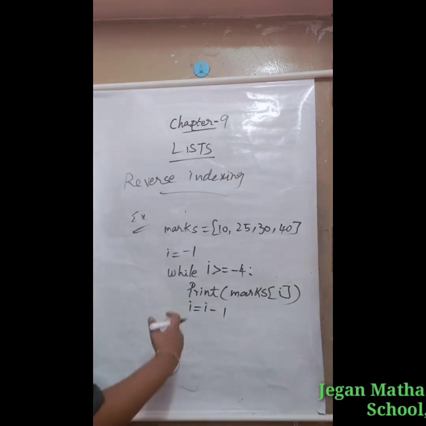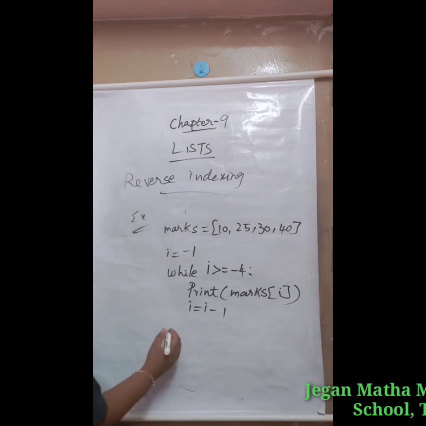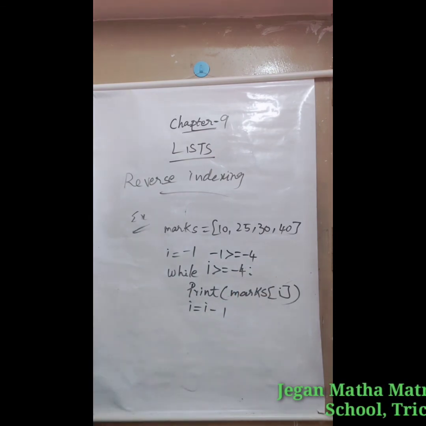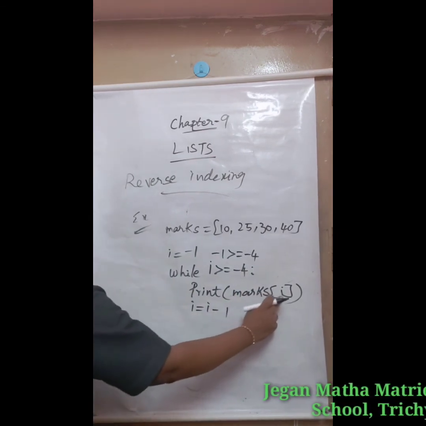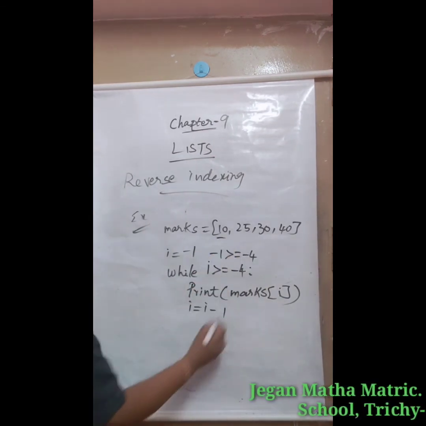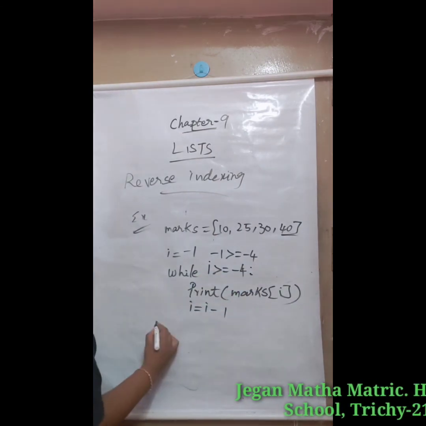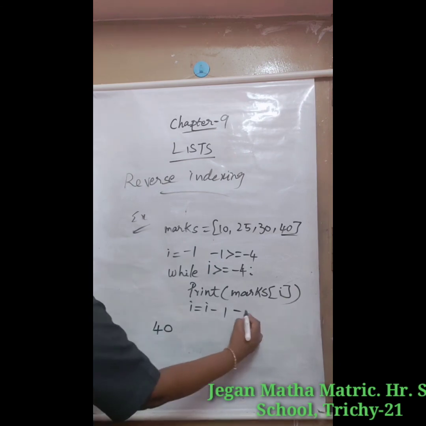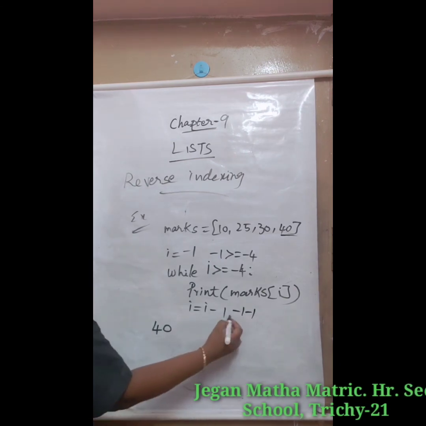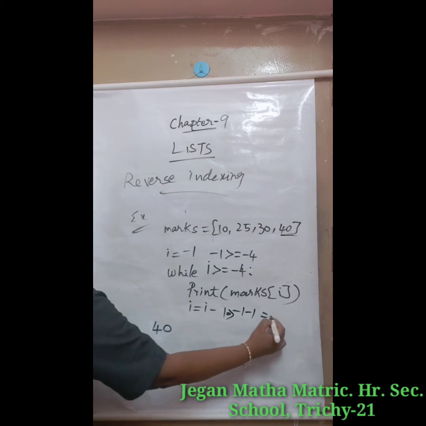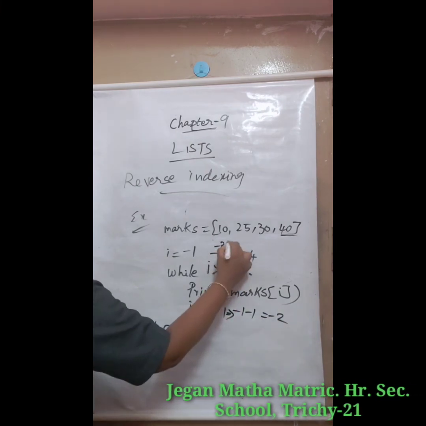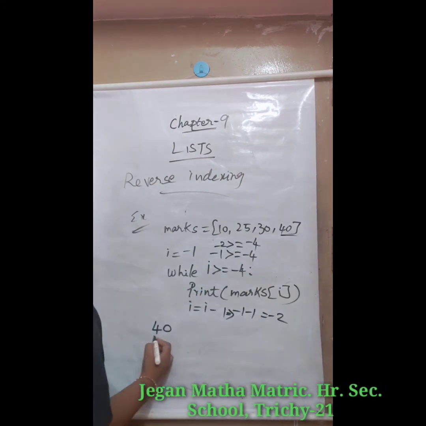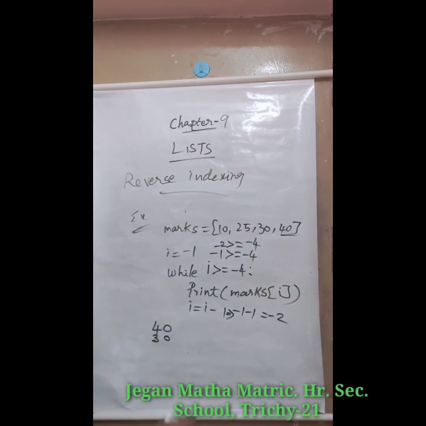Now let us see the procedure. The first value is -1. So -1 greater than or equal to -4, condition true. So it prints marks of -1, that is 40. So it prints 40. Next, i minus 1, that is -2. Now -2 greater than or equal to -4, condition true. So the -2 value is 30.